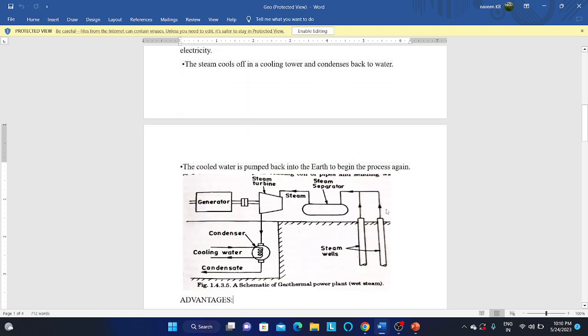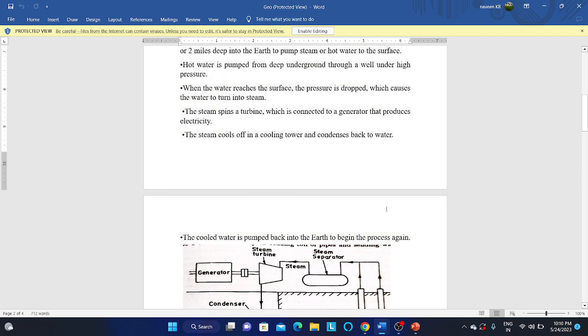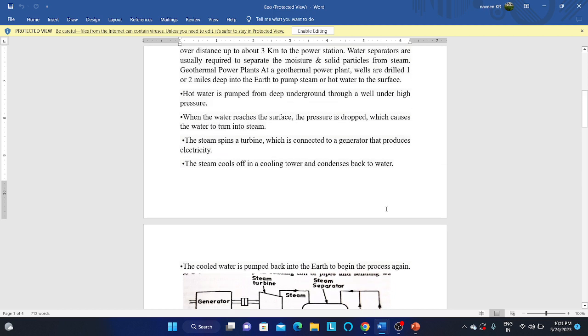These are the two major ways to produce geothermal energy, and there are some other minor ways as well. We can call these steps. The first step is that hot water is pumped up from deep underground through a well under high pressure. When the water reaches the surface, the pressure is dropped, which causes the water to turn into steam. The steam spins the turbine, which is connected to the generator that produces the electricity.